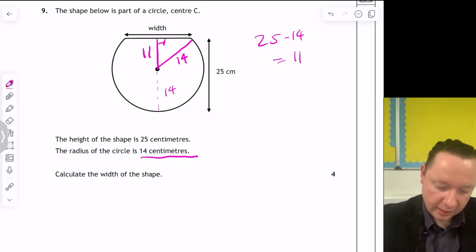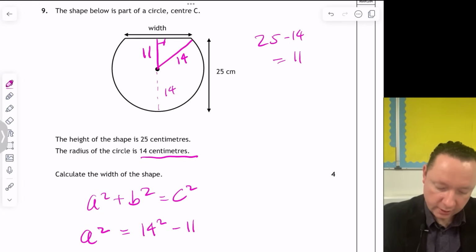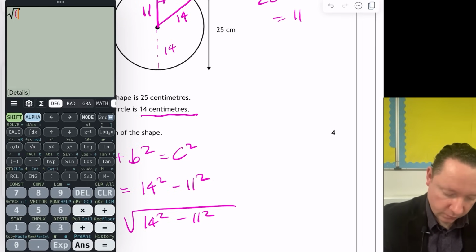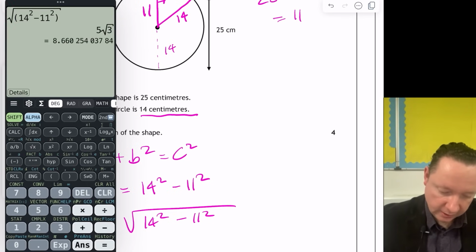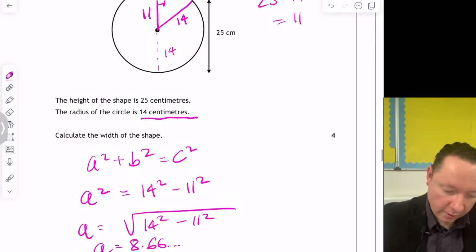so that's now 11. So I've set a right angle triangle up, so a squared plus b squared equals c squared, but c is the longest side, so I've found a shorter side on a or b, so I'm taking away. So I can say I'll just call it a squared is 14 squared minus 11 squared, so a is the square root of 14 squared minus 11 squared, which you can just do in one go. 14 squared minus 11 squared in brackets is 8.66. And now that's my width, because that's my A.